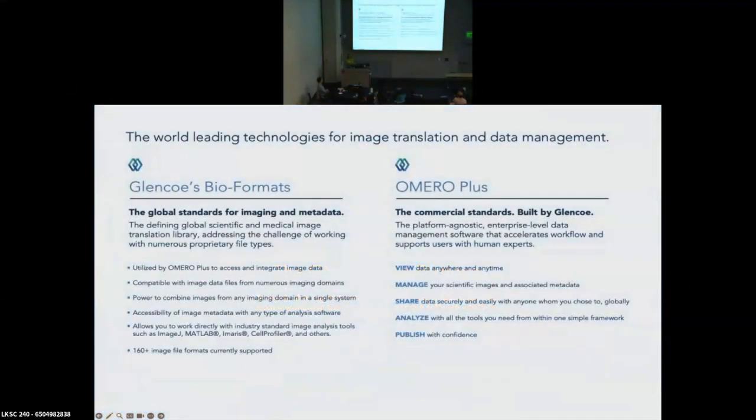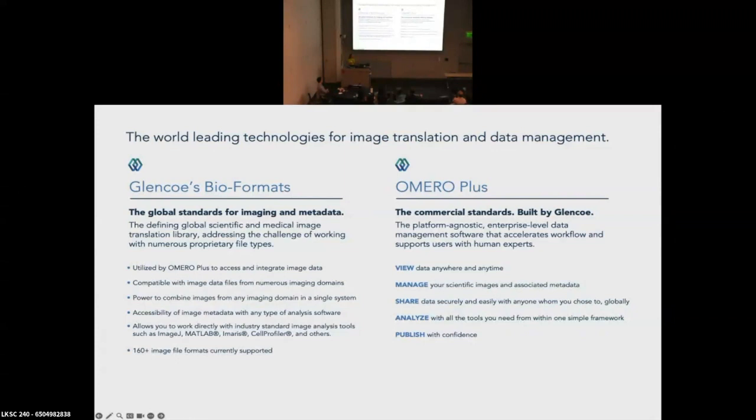The two components that are really important here are not just OMERO Plus, but also this image translation library called Bio-Formats. As I mentioned briefly earlier, we think this has become the global standard for both image data and metadata. Because it's a translation library, it allows you to read from these proprietary file formats without requiring that you convert them. So it's translating in real time from these various file formats. It's utilized by OMERO Plus to allow you to access both the image data and the metadata.